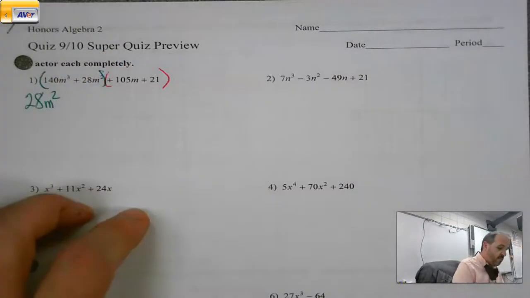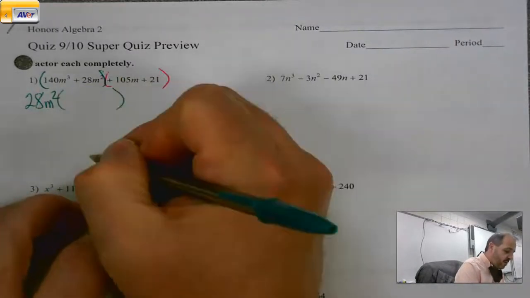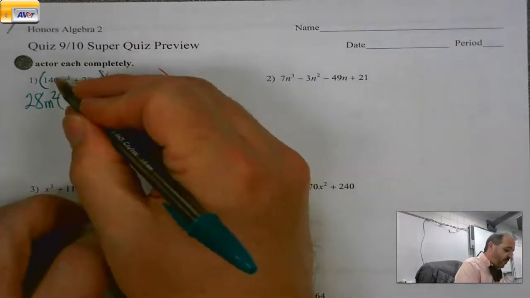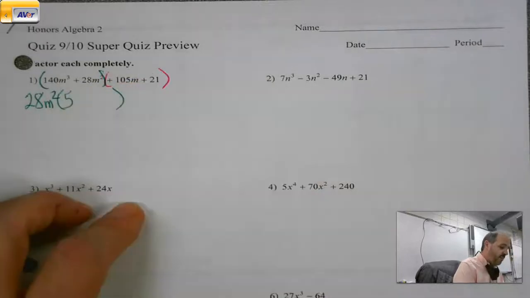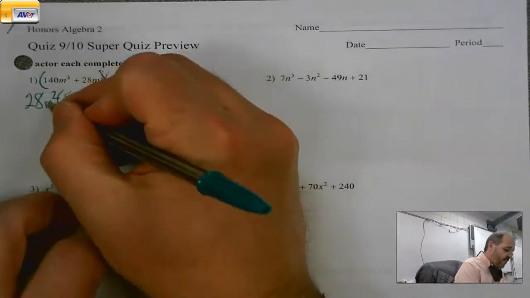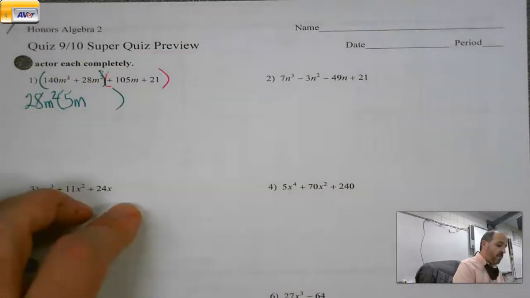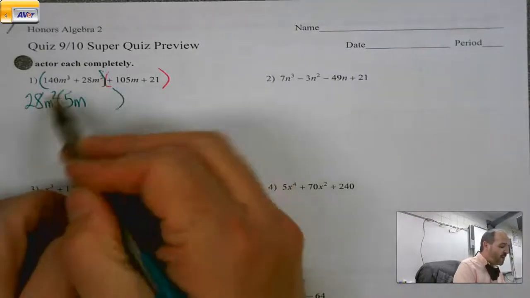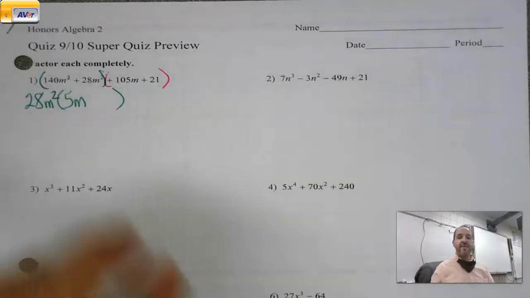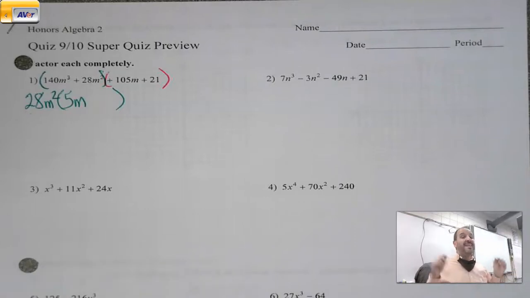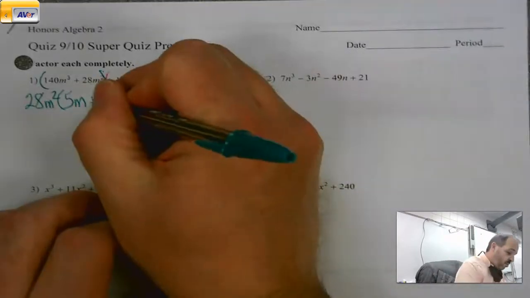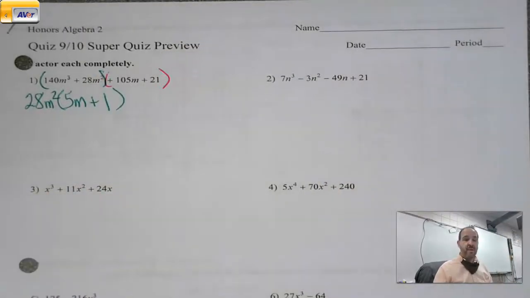Smallest exponent, and then we just divide out. 140 divided by 28 is 5. M to the third divided by m squared is m. And when you get over here, be careful. You're like, I've got everything, I'll just leave it as 5m. What would you multiply something by to get itself back is the question here. 1. Okay, move to the next one.